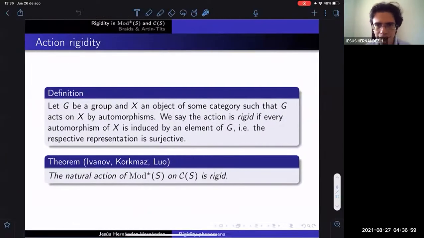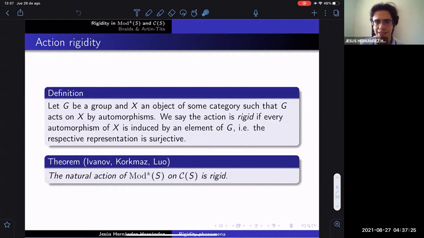And Ivanov, Korkmaz, and Luo, in a very classical result of '97, if I'm not wrong, told us that the action is actually rigid. Ivanov proved it for genus at least 2, and Korkmaz and Luo independently proved it for the remaining cases. So what we have here is that every automorphism is induced by a mapping class.